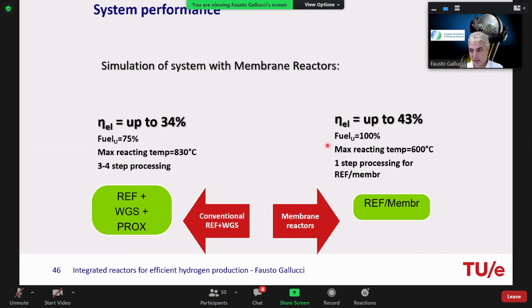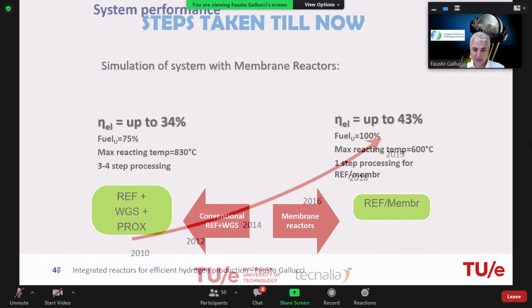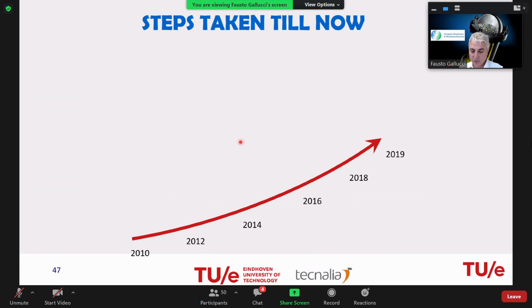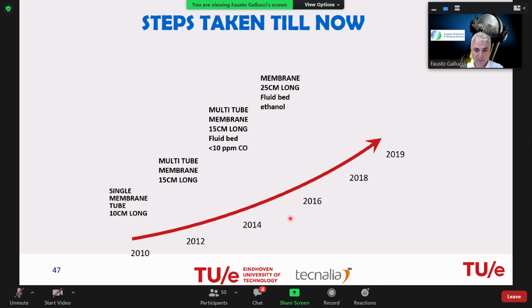And now, also in view of time, the steps that we took: I told you that we worked together with Tecnalia since 2010. We started with very small membranes. In the years, we increased the length of the membrane. We did the first fluidized bed with hydrogen production with less than 10 ppm of CO, which means that the hydrogen can go directly to the fuel cell.